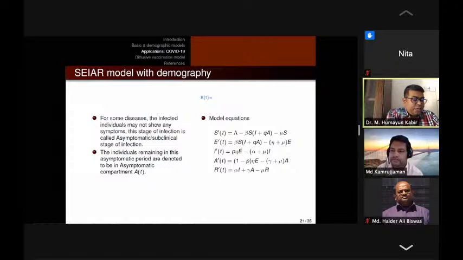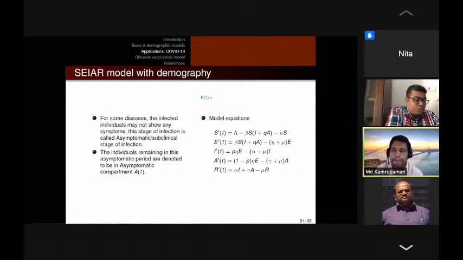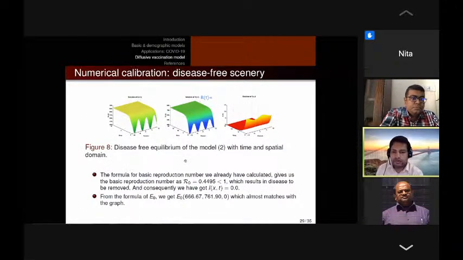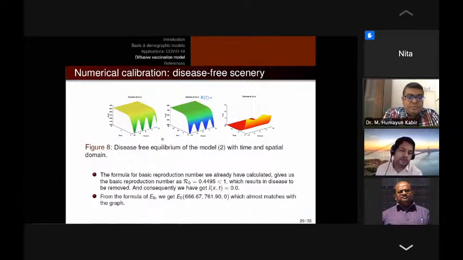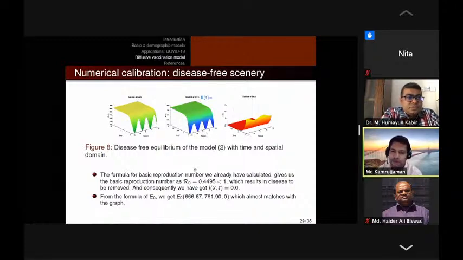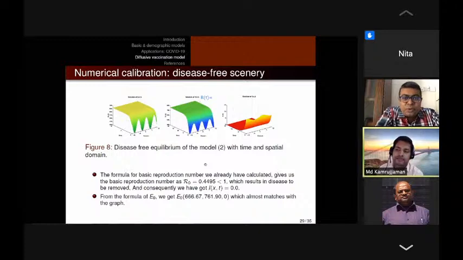The next question is from Ariful Islam. Why do you consider the domain from minus 10 to 10? Maybe for the spatial domain. That's a good question, actually. In general, I need not necessarily use the negative domain; it's enough to consider only the positive domain. But since you have a zero flux condition, there would be no problem from a mathematical viewpoint.